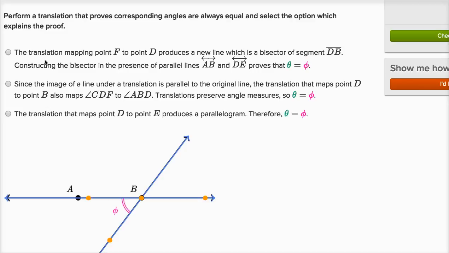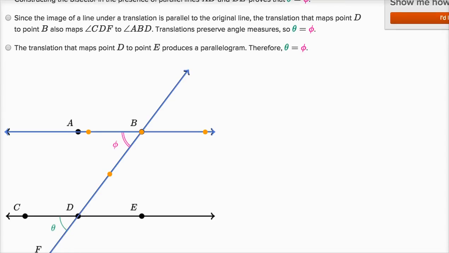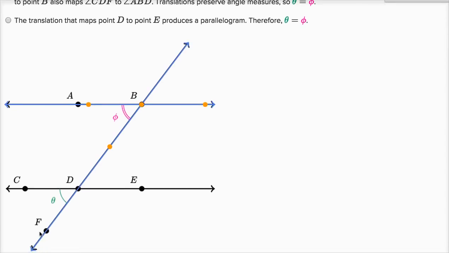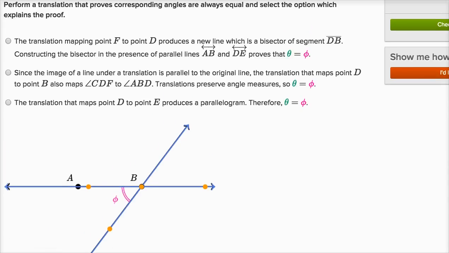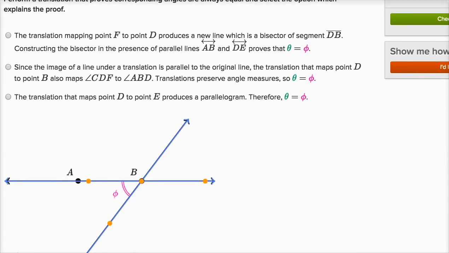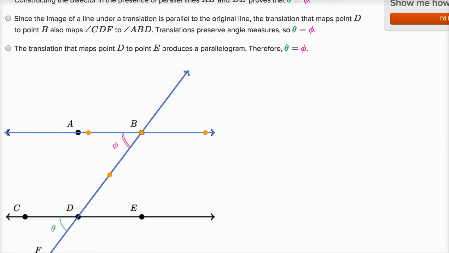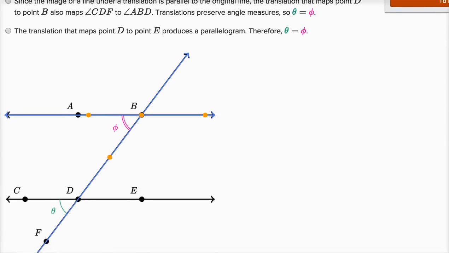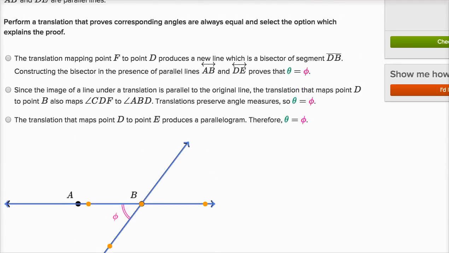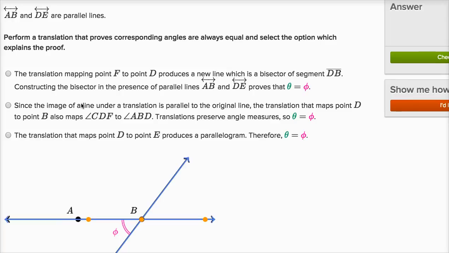The translation mapping point F to point D. We didn't map point F to point D, so this is already looking suspect. Produces a new line which is a bisector of segment DB. Okay, this doesn't seem anything like what I just did, so I'm just going to move on to the next one. Since the image of a line under translation is parallel to the original line, that's true.